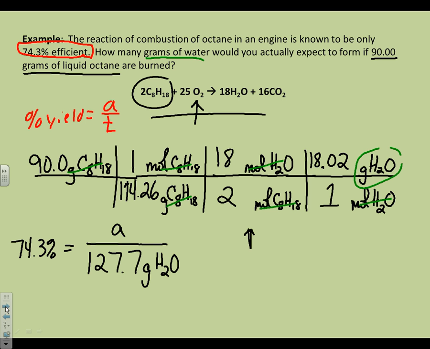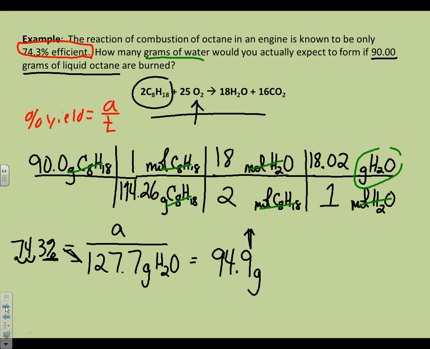Well, yeah, we would need to change it because it is a percentage, right? So how do we make that into a decimal? Well, I know that a percentage is out of 100, so I can divide it by 100, right? Right. So I would move the decimal 2 places. So 0.743 times 127.7 would give me my actual yield, which is what? 94.9 grams.